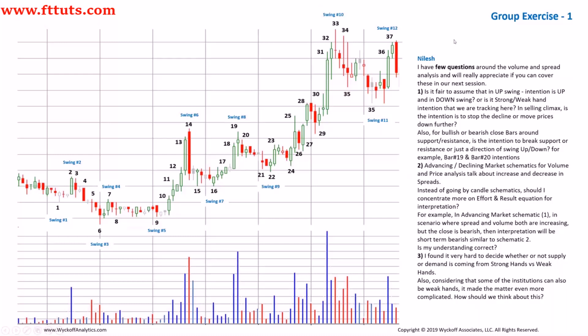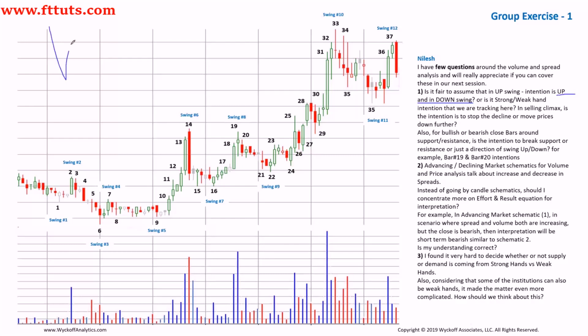Okay, couple of questions, comments on the homework. So from Nilesh, and I'm gonna try to go through these questions really fast. Is it fair to assume that in upswing intention is up and in downswing down? Yes. Is it strong weak hand intention that we are tracking here? Not necessarily that the intentions of the strong or weak hands is going to be associated with specific moves.